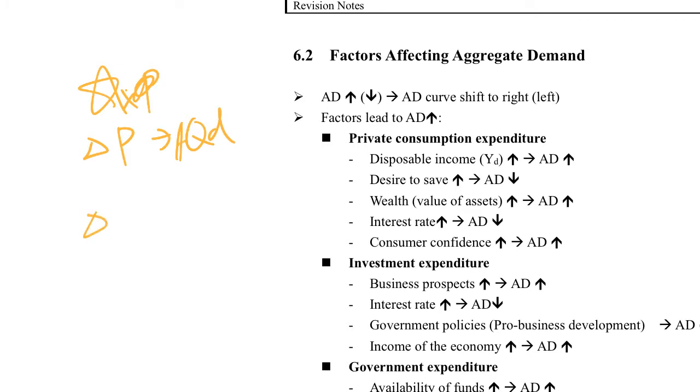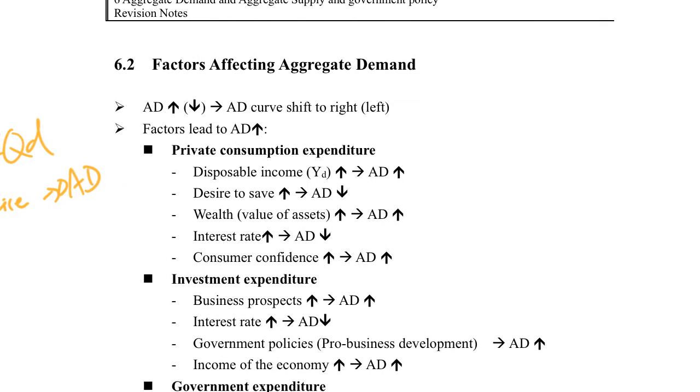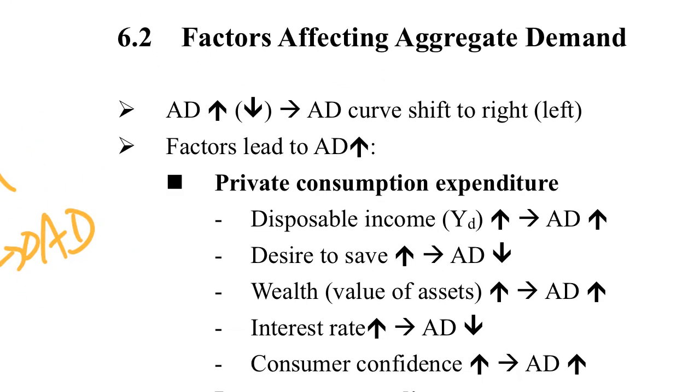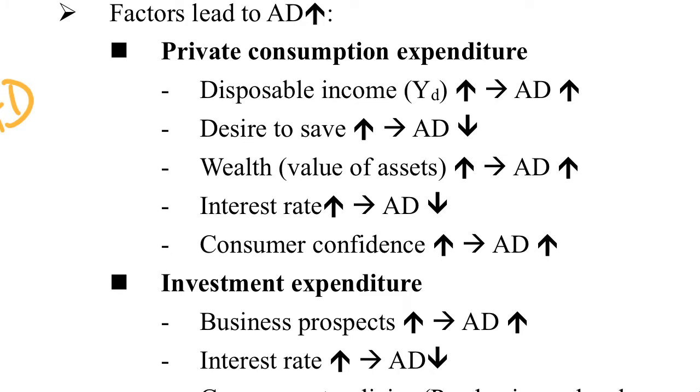But if it's non-price factors, just like you learned in Form 4, then the whole AD curve changes. Now we're talking about some factors. When they happen, the whole AD curve will shift. The AD curve may shift to the right-hand side or left-hand side, depending on what happened. Increase to the right, decrease to the left, just like the demand curve. The important thing is C, I, G, and X, how they change and how they affect the AD. If you have the concept about the GDP, then you can easily handle this.